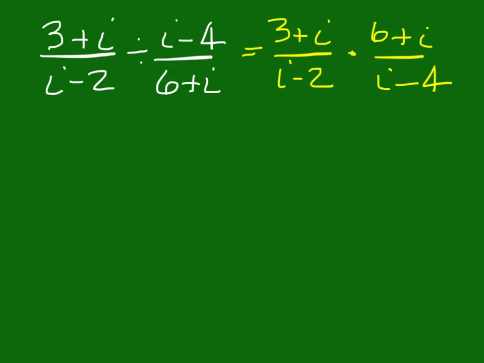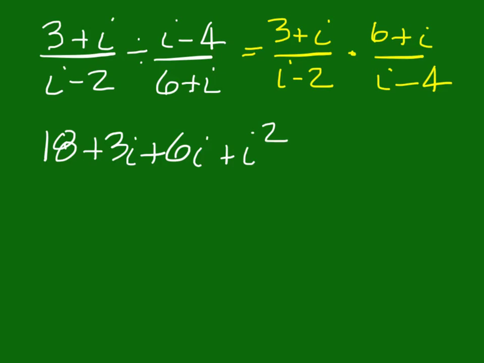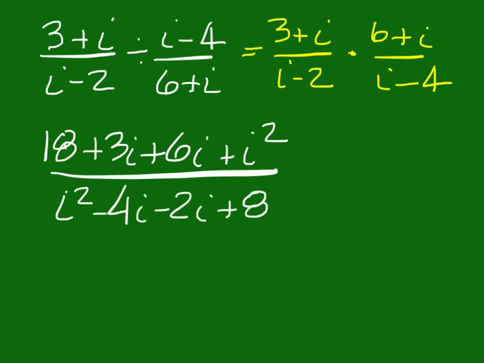Now, whether you choose to simplify first or simply multiply straight across is fine. You could simplify each individual fraction and then multiply, but you could still have simplification to do. So we'll just multiply straight across. And in this case, on the top, I would end up with 18 plus 3i plus 6i plus i squared. And on the bottom, I would get i squared minus 4i minus 2i plus 8.